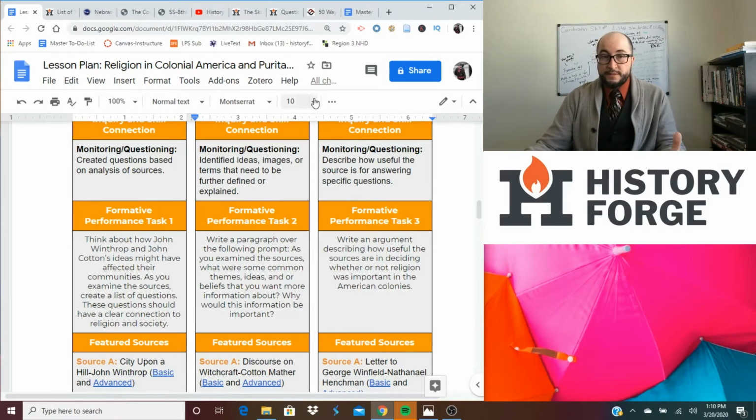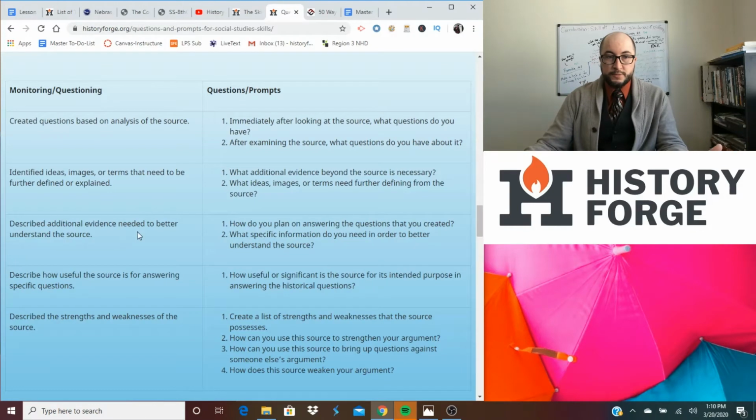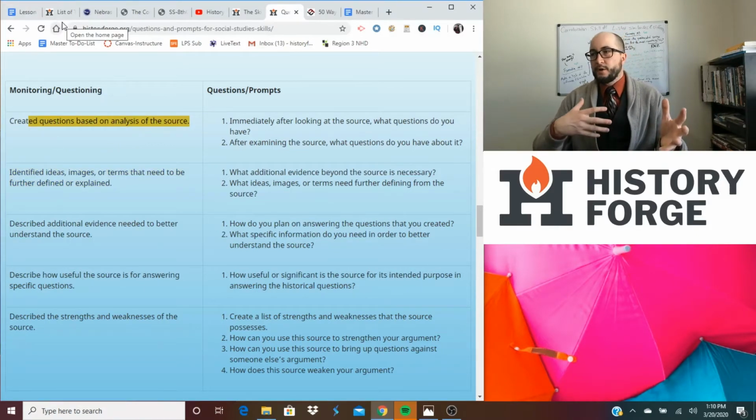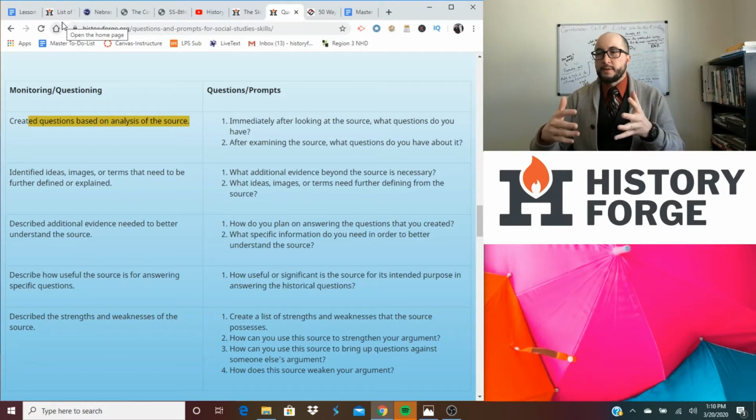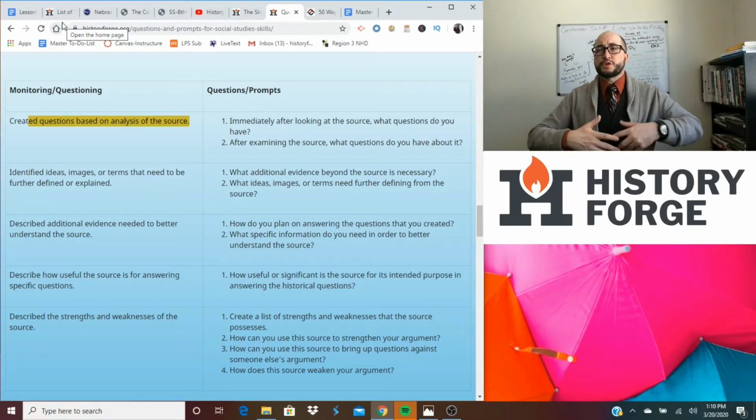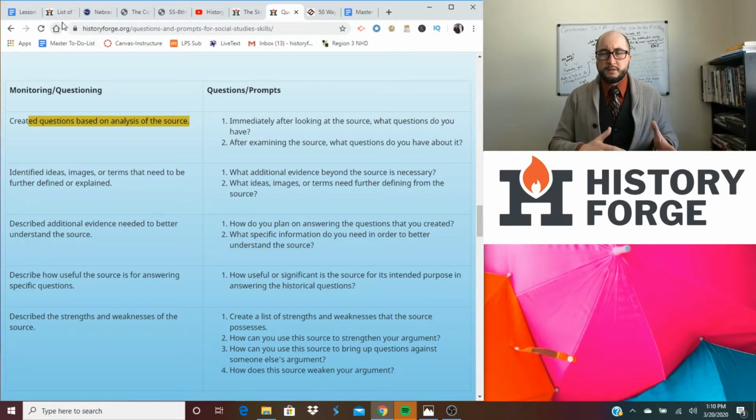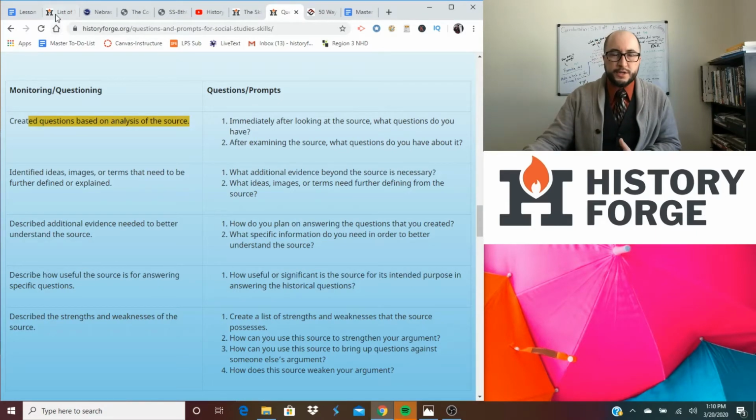Maybe that question sounds familiar because if you read through these, you'll notice that it's almost word for word this one. I'm just taking things like this. Even the first one was this: create questions based on the analysis of a source. So I created these skills to help guide people. I don't think every skill needs to be used. I think you could even probably focus on one skill. But the point is we're just trying to get the kids to do things that look like monitoring and questioning.